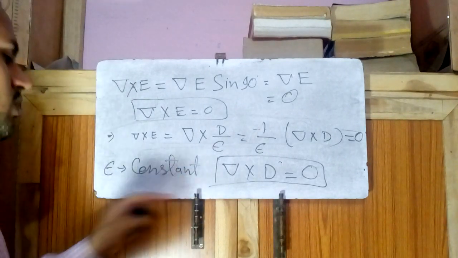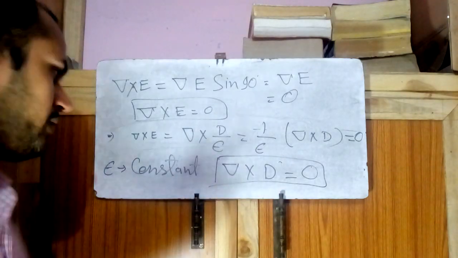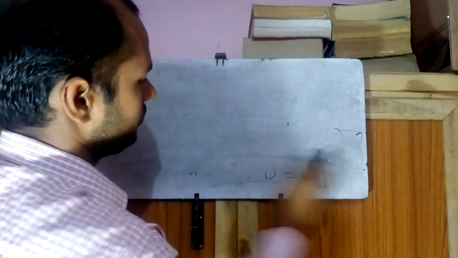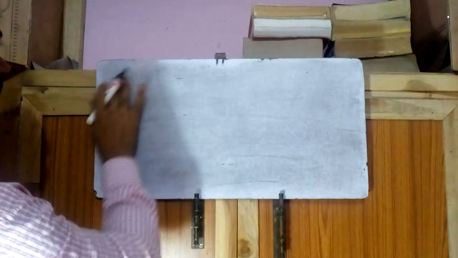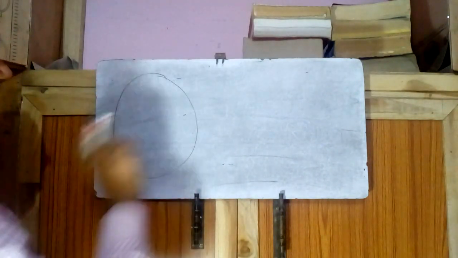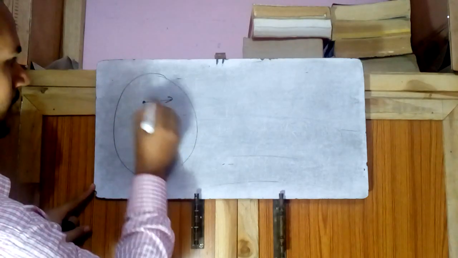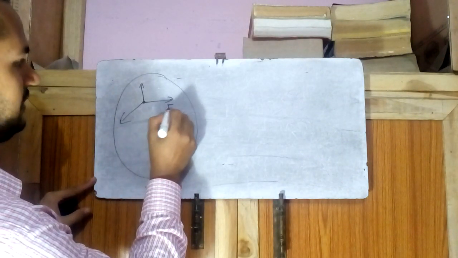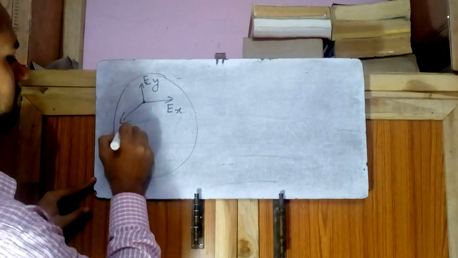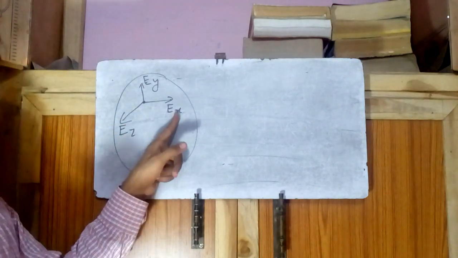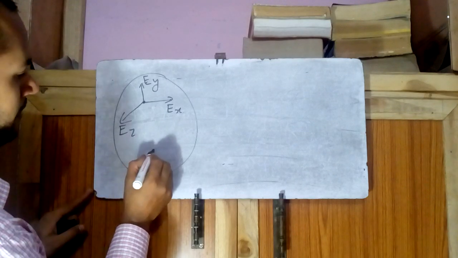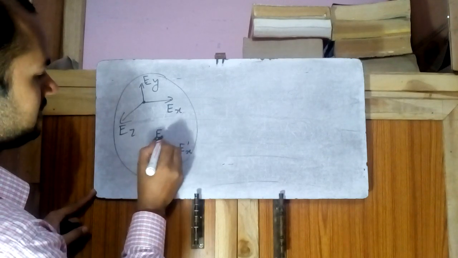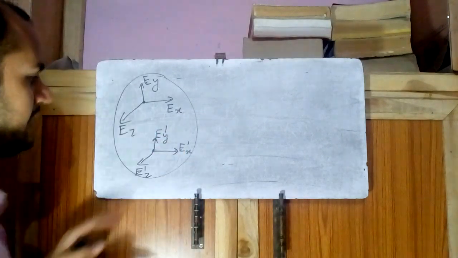What is the meaning of epsilon is constant? Material is either isotropic or homogeneous, right? So let's see what is isotropic and homogeneous. If it is any material and at this point I am considering a material property, modulus of elasticity Ex, Ey, Ez, modulus of elasticity in x direction, y direction and z direction. And at another point again I am taking modulus of elasticity Ex dash, Ey dash and Ez dash.